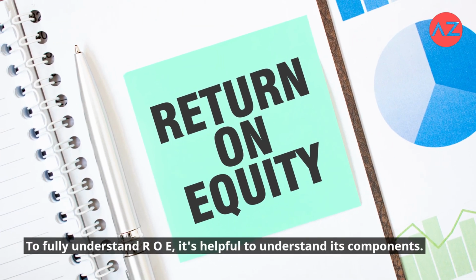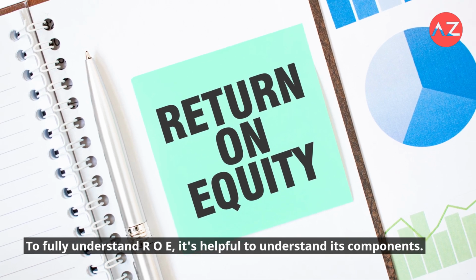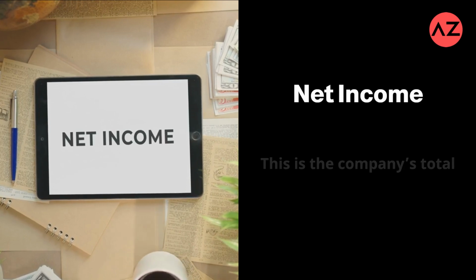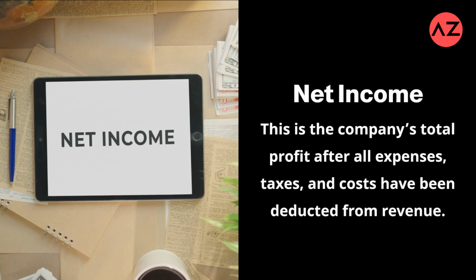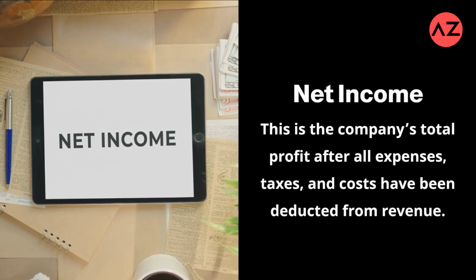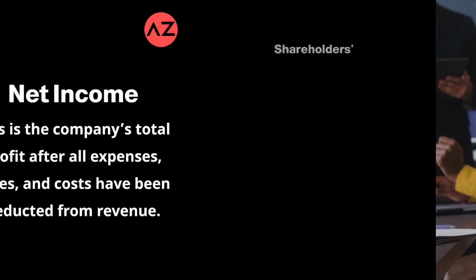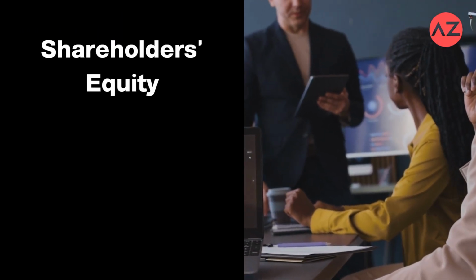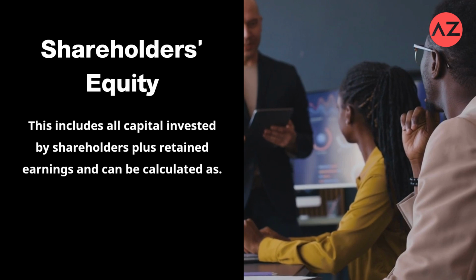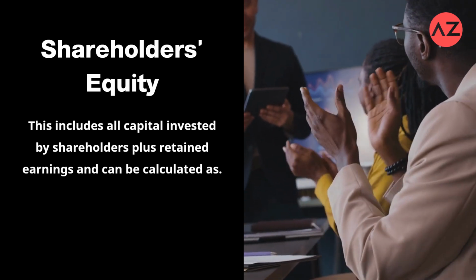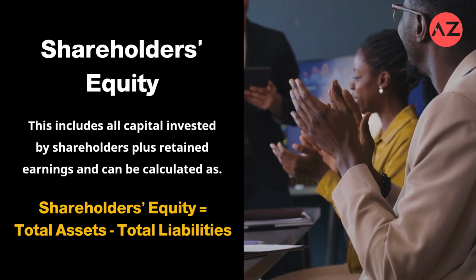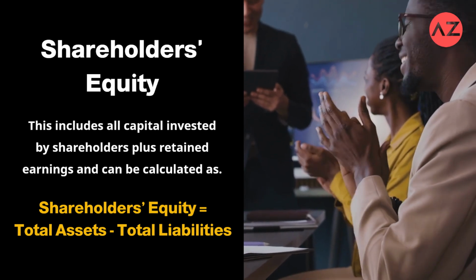To fully understand ROE, it's helpful to understand its components. The first component is net income. This is the company's total profit after all expenses, taxes, and costs have been deducted from revenue. It's found at the bottom of the income statement. The second component of ROE is shareholders' equity. This includes all capital invested by shareholders plus retained earnings. It's reported on the company's balance sheet and can be calculated as shareholders' equity equals total assets minus total liabilities.